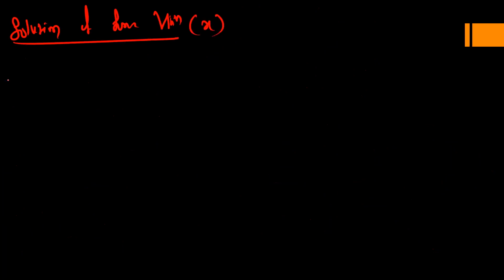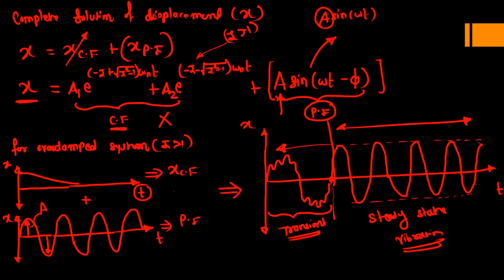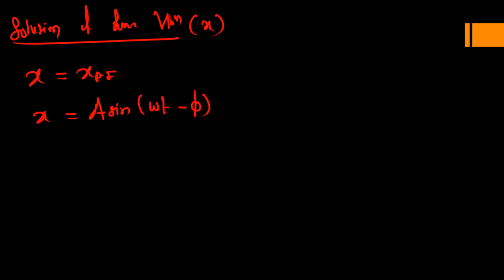Therefore, the solution of the forced vibration x is written as x is equal to only the particular integral, which is A sine omega t minus phi. Why are we not considering the complementary function? Because the complementary function effect will vanish after a specific time, and for the remaining time duration, the system only vibrates with the particular integral. So this is your final equation for the forced vibration.